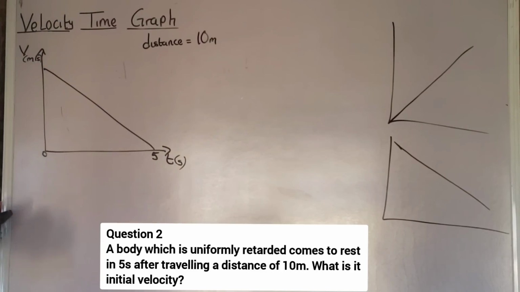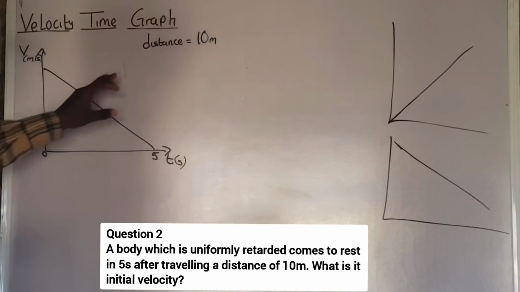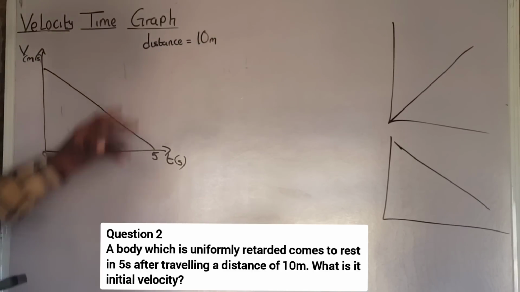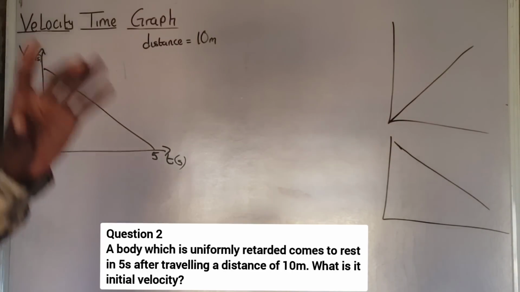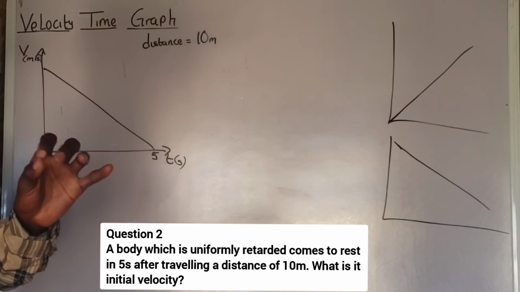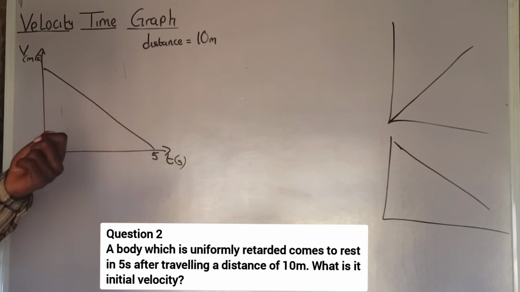How do we calculate the initial velocity? Please kindly pay attention. The initial velocity of this body is the height. You understand? The parameters that you are given in the question will define what you are going to use. We are given that the distance covered is 10 meters. Now, in a velocity time graph, the distance covered is the area of the shape. You understand? Now, what is the name of this shape?